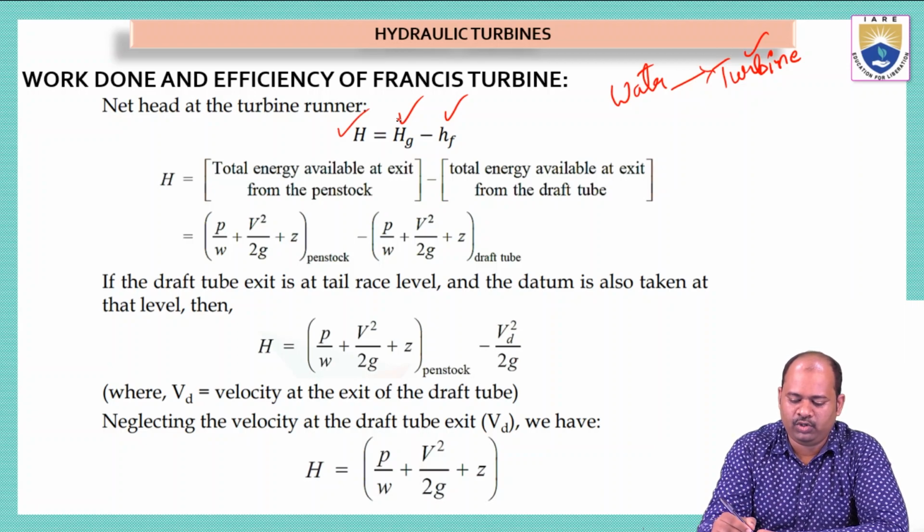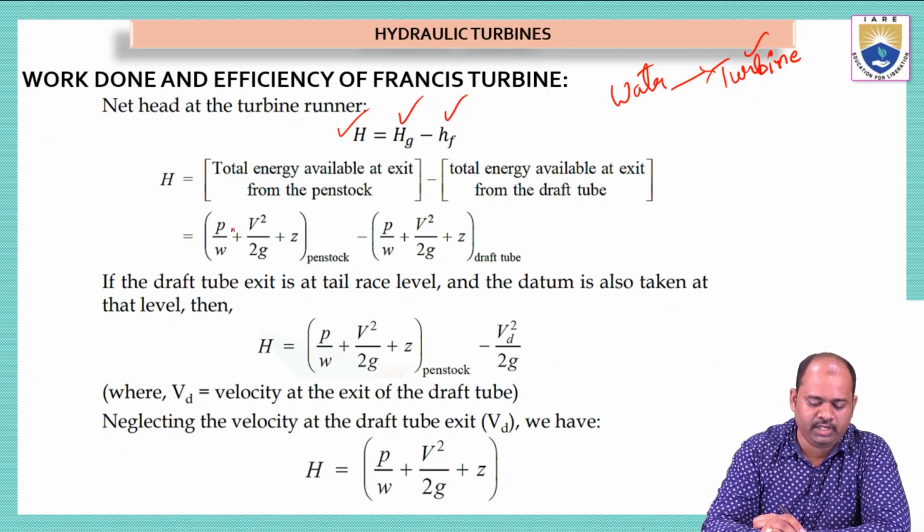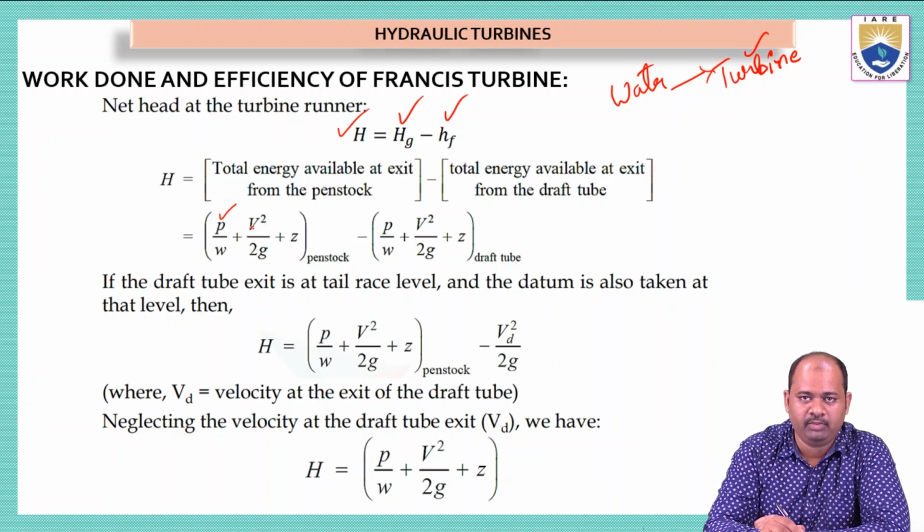Okay. Now total energy available at the exit from the draft tube, this is HF. Now in order to calculate this, we have some formulas, like gross head is nothing but P divided by W plus V square by 2G plus Z. Now we will try to understand all the terms in this.